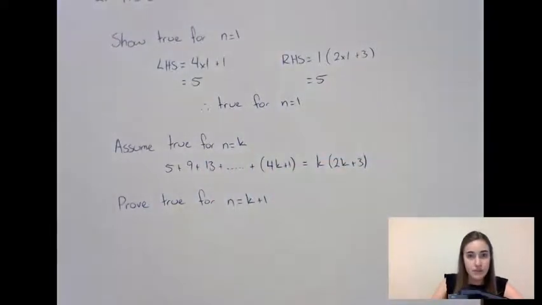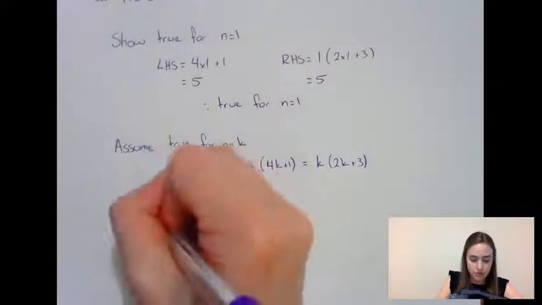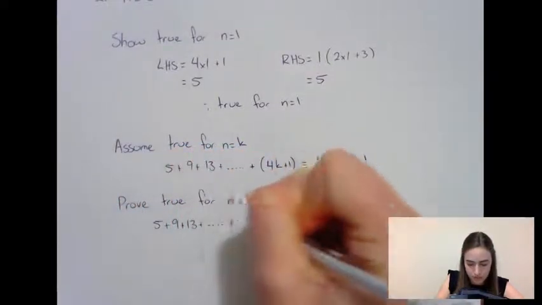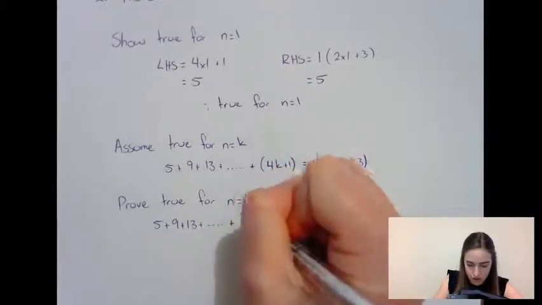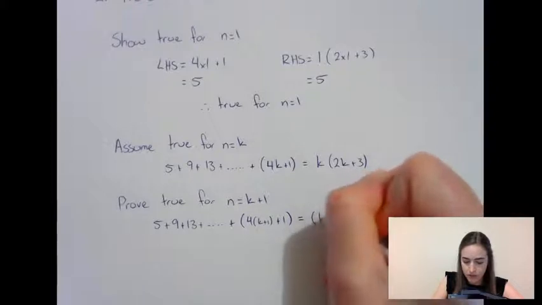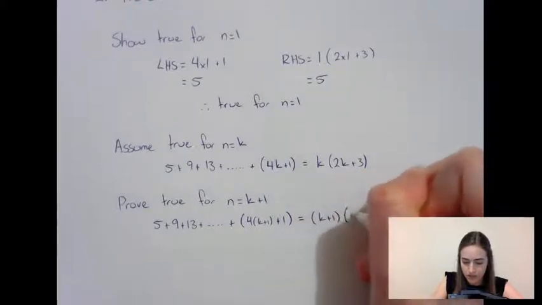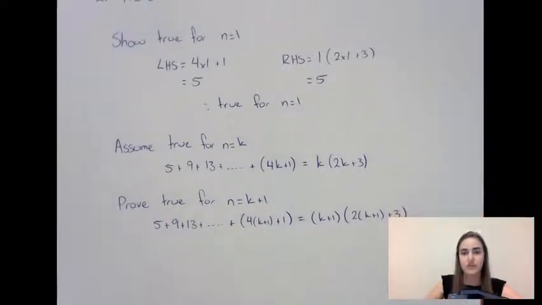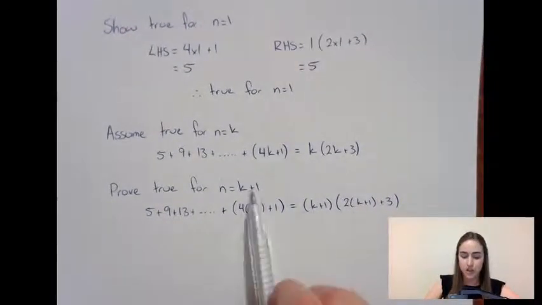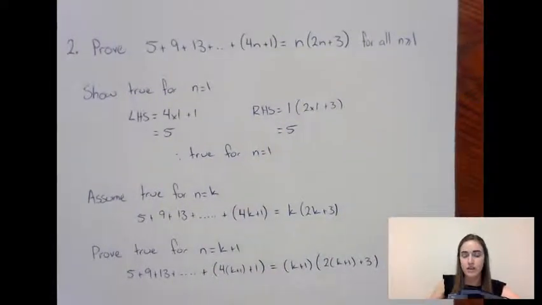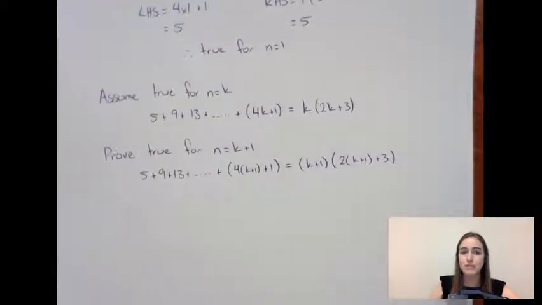So again, we're going to write the statement that we're going to try and prove. So we're going to try and prove that 5 plus 9 plus 13 plus all the way up until we get 4(k plus 1) plus 1, it's going to be equal to k plus 1 outside of 2(k plus 1) plus 3. So we've just substituted k plus 1 in where all of our n's were originally. So now we need to prove that that statement's true.